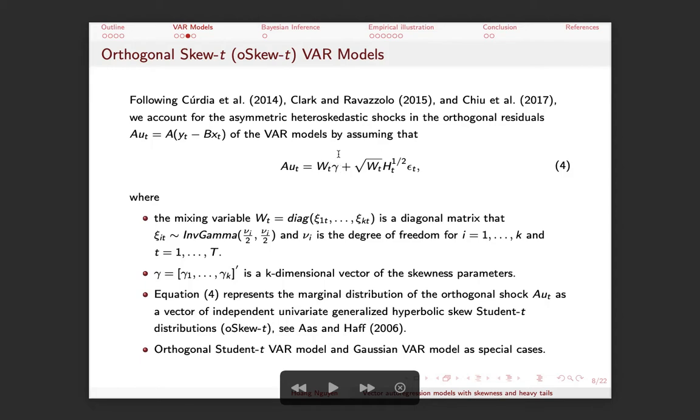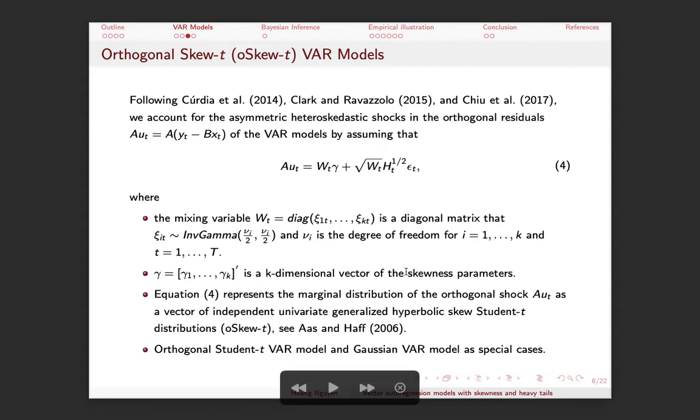Here gamma is the mean vector that controls for the skewness parameters, and Wt is the mixing variable. That is a diagonal matrix that contains the elements psi following an inverse gamma distribution, with nu as the degrees of freedom. So equation 4 is just saying that the stochastic representation of the orthogonal shock is just a vector of independent univariate generalized hyperbolic skew student distributions, and it nests the orthogonal student and the Gaussian VAR model as special cases.